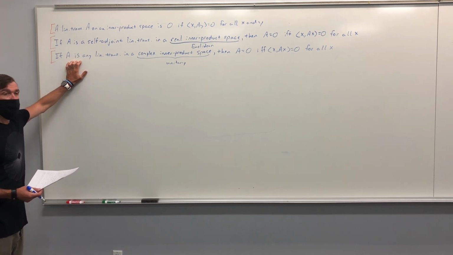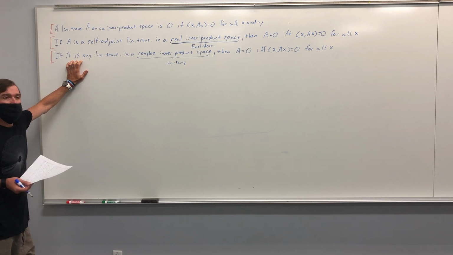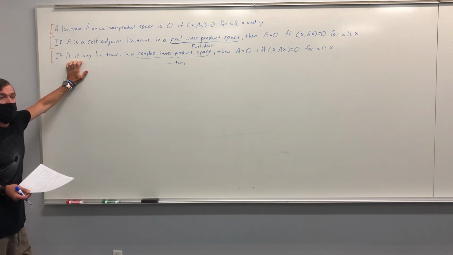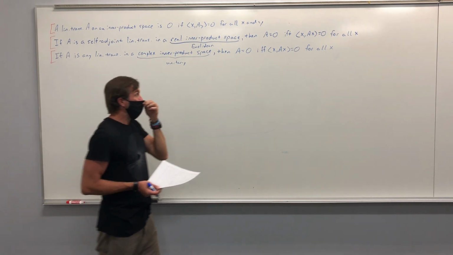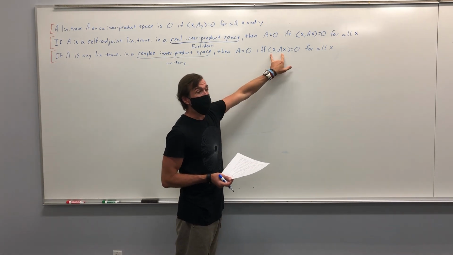This is amazing because in the third one, we're not requiring A to be self-adjoint. We're simply saying that if A acts on a complex inner product space, then you get this same strengthening of the condition, that you only have to consider a vector inner producted with the operator acting on the same vector.